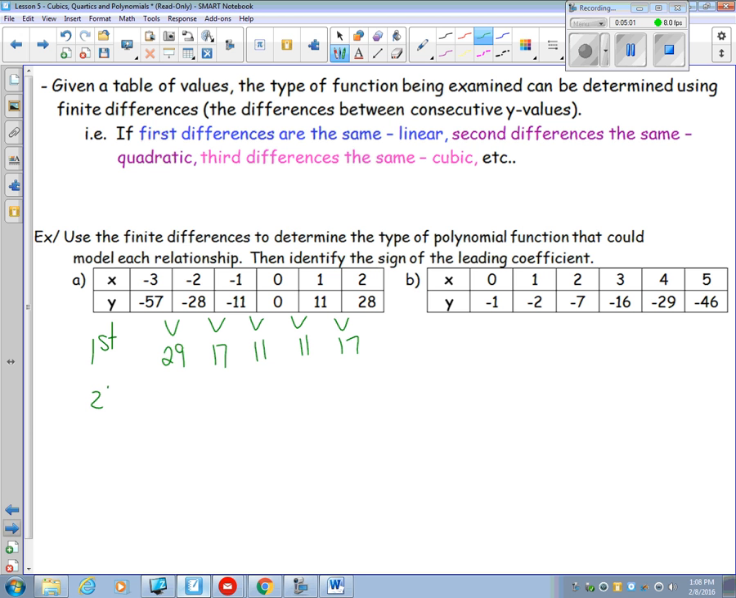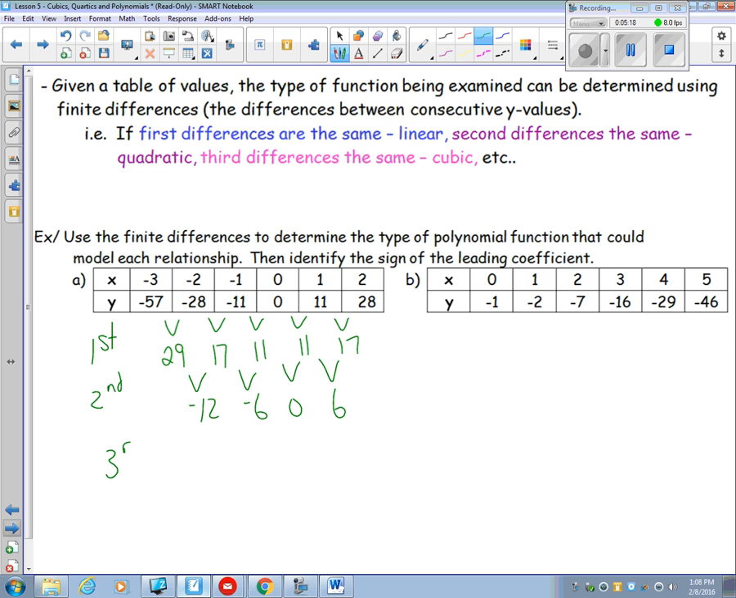We'll try it again. Second differences. From 29 to 17, I've gone down, so negative 12. 17 to 11, I've gone down 6. 11 to 11 haven't changed. 11 to 17, I've gone up 6. Those aren't the same, so it's not quadratic.